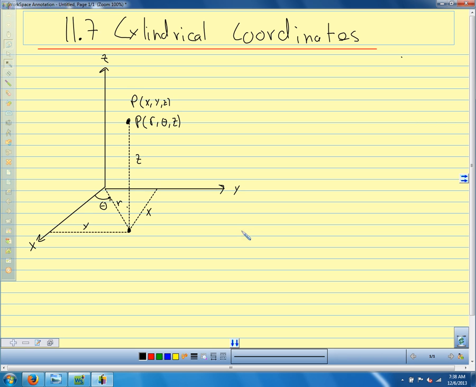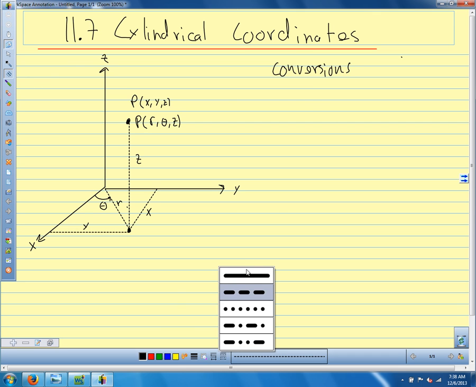So anyway, cylindrical coordinates. Here are our cylindrical coordinates: polar coordinates in the xy plane plus the z component. Our conversions from rectangular to cylindrical and vice versa are exactly like the ones we use for polar coordinates. We're just adding the z component. So our conversions, write it up here. These should be very, very familiar by now.